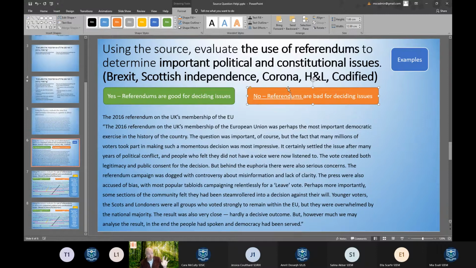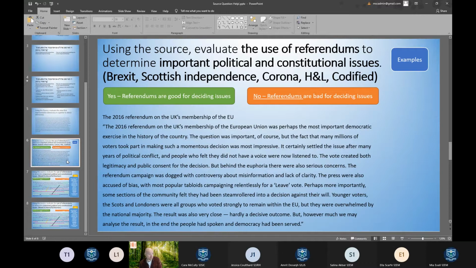I might change my mind after I read the source, but I've already thought about how I might argue. In my head, I'm thinking, well, I think it tends to divide the country rather than solve issues. And hopefully I'll get to use that. Now I'm ready to read the source.